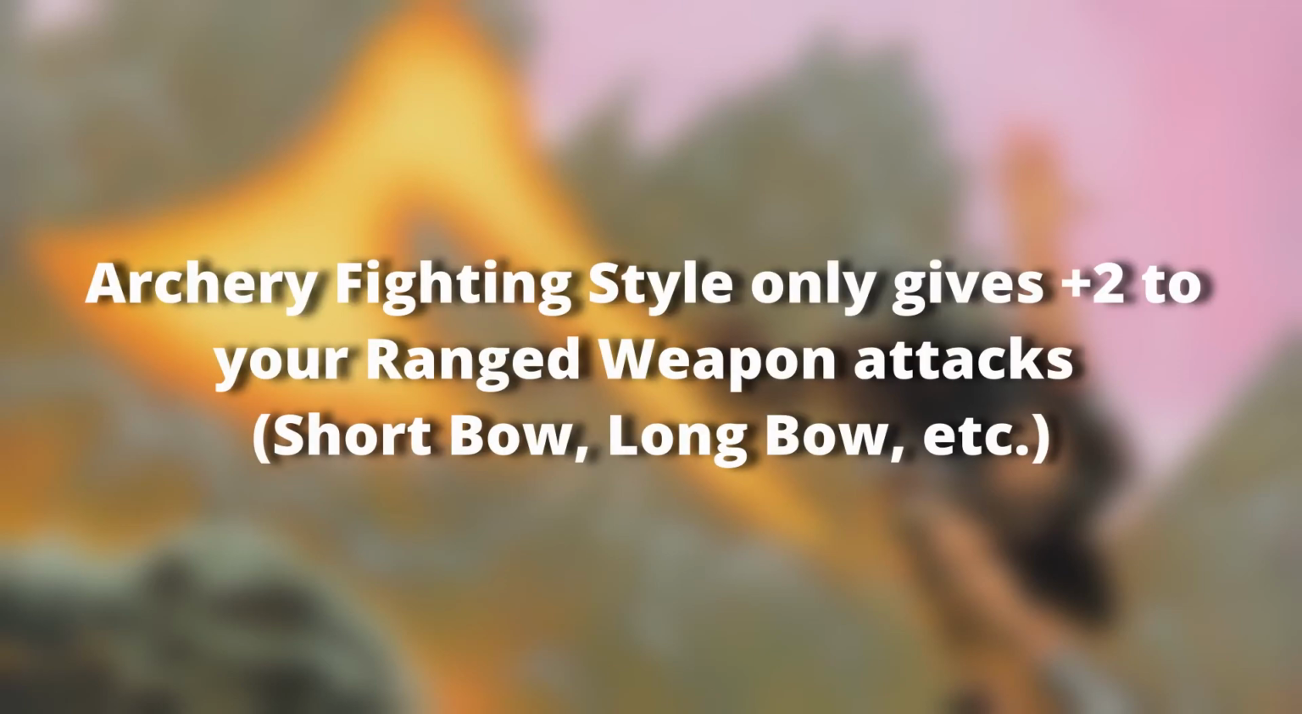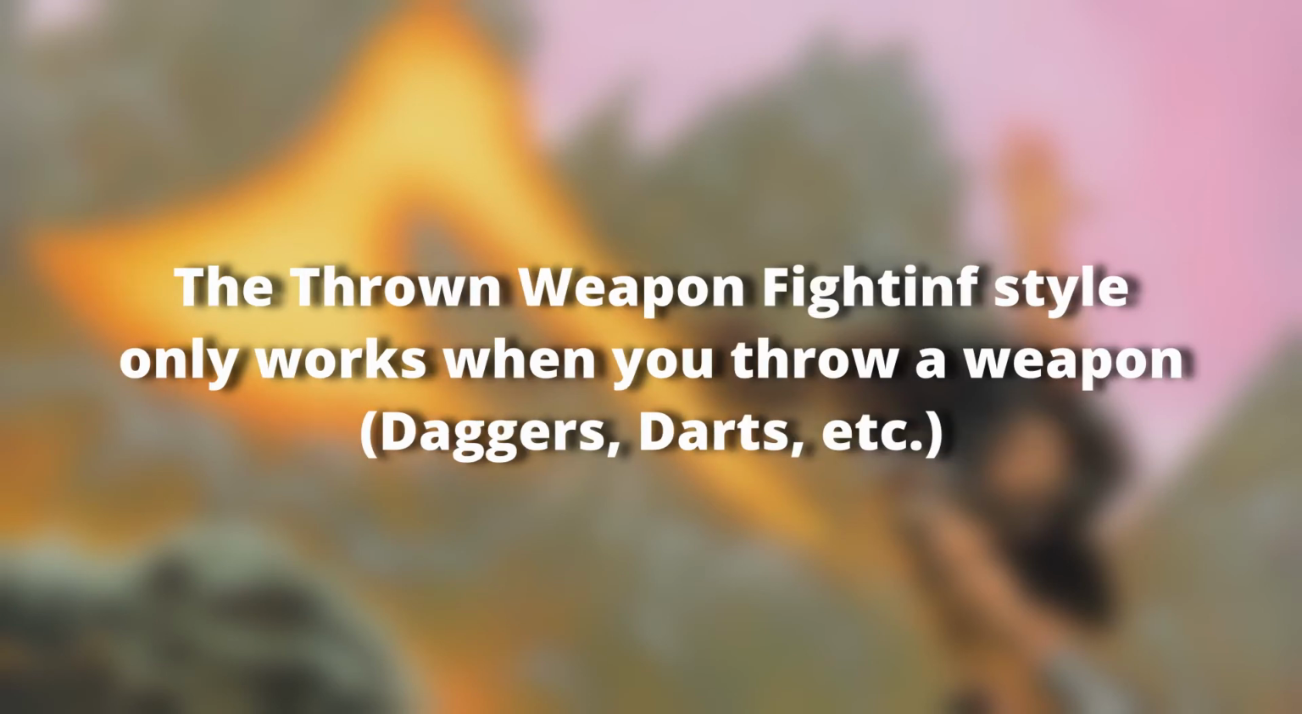Fighters get a fighting style at first level, and the archery fighting style gives you a +2 to your ranged attack rolls, but this will not grant the bonus to your thrown weapon attacks, even though they have a range. Subsequently, the thrown weapon fighting style adds damage to your thrown weapon damage, but this will not grant you extra damage on your ranged weapon attacks if you're using something like a short or a long bow.